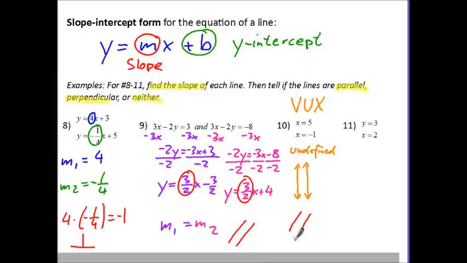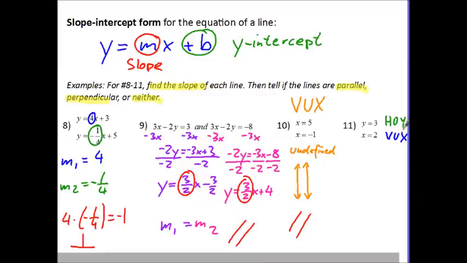And number 11, well, it's a little bit like it, but still different, right? We got one line that has an x in it, and only an x. Well, that one has to be VUX. That one has to be a vertical line. And we have another line that has a y in it, and only a y. This is HOI, and this is a horizontal line.